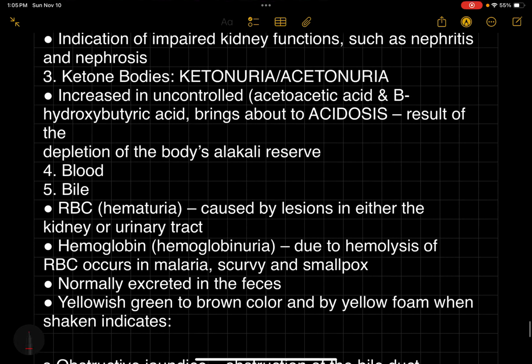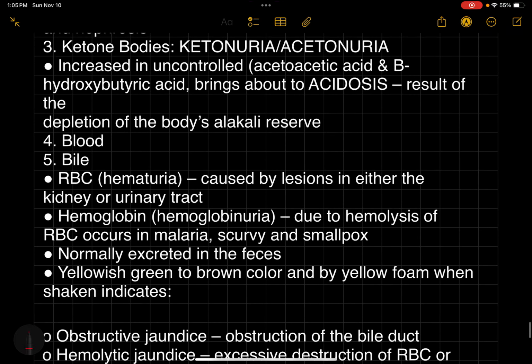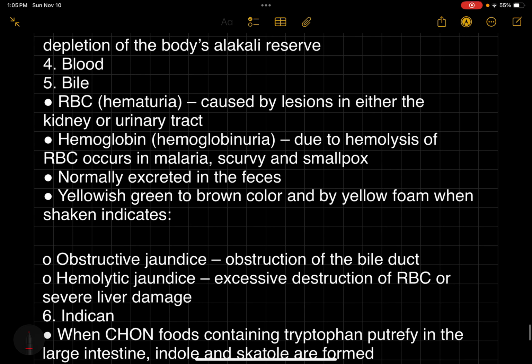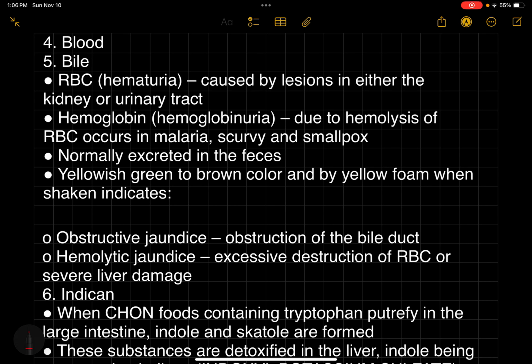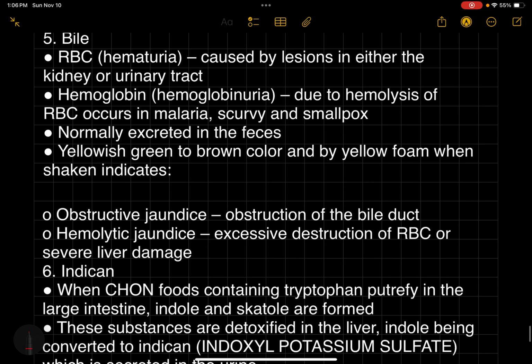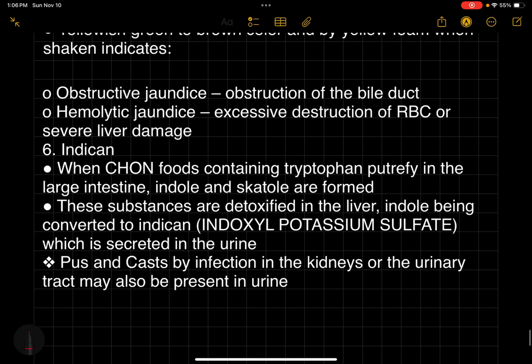We have blood and bile. RBC, hematuria, is caused by a lesion in either the kidney or urinary tract. We have hemoglobin, or hemoglobinuria, due to hemolysis of RBC, occurring in malaria, scurvy, and smallpox. Bile is normally excreted in the feces. Yellowish green to brown color, and yellow foam when shaken, indicates obstructive jaundice, obstruction of bile ducts, hemolytic jaundice, excessive destruction of red blood cells, or severe liver damage.